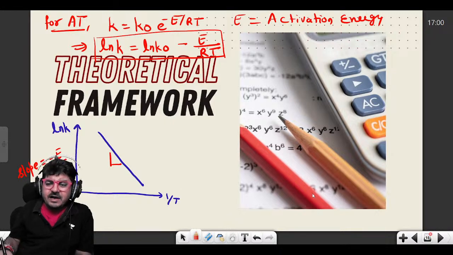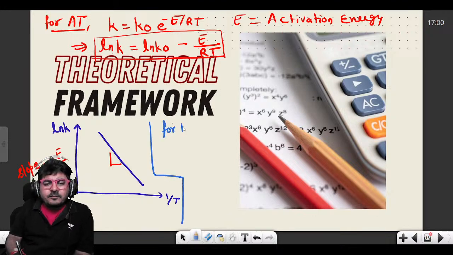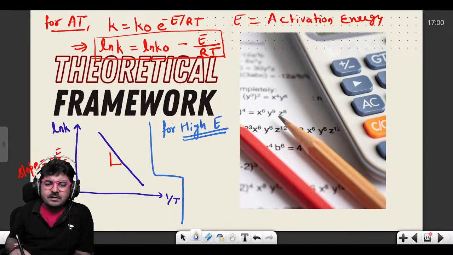So what is the theory here, the important point is this: for high activation energy, if activation energy is high, you can see the graph will be more steep, because the slope of a vertical line is infinite and the slope of a horizontal line is zero. I hope you know this.